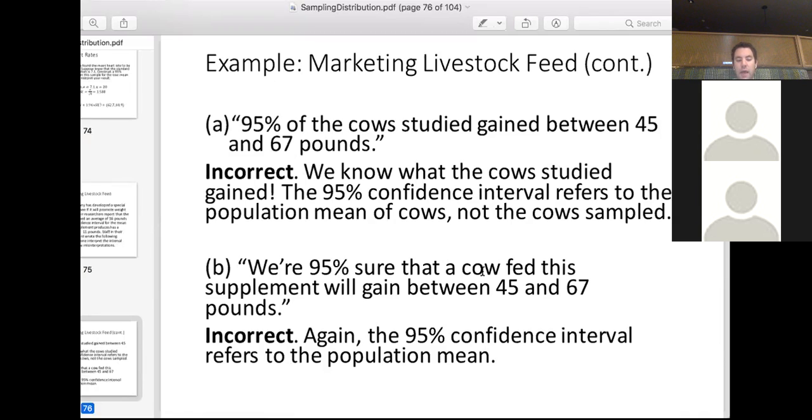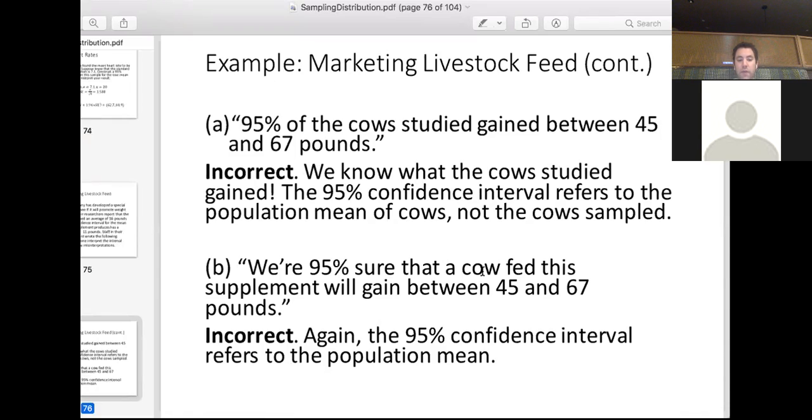And we could say that the second statement is also false, that we are 95% sure that a cow fed from the supplement will gain between 45 and 67 pounds. That's also not correct. The 95% confidence interval refers to the population mean.